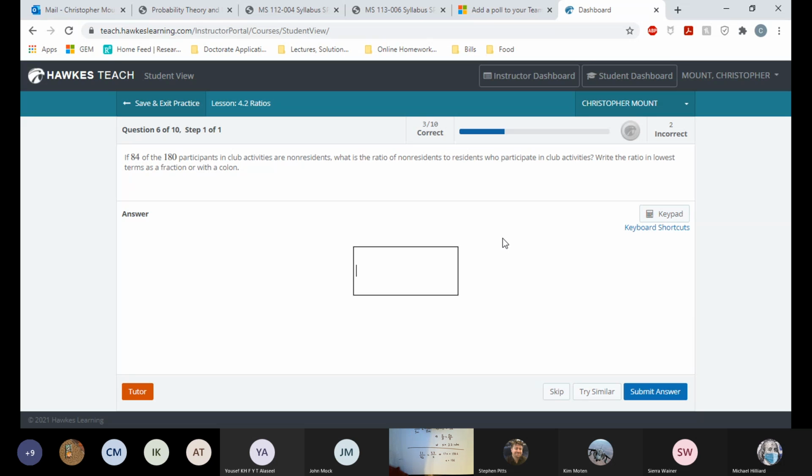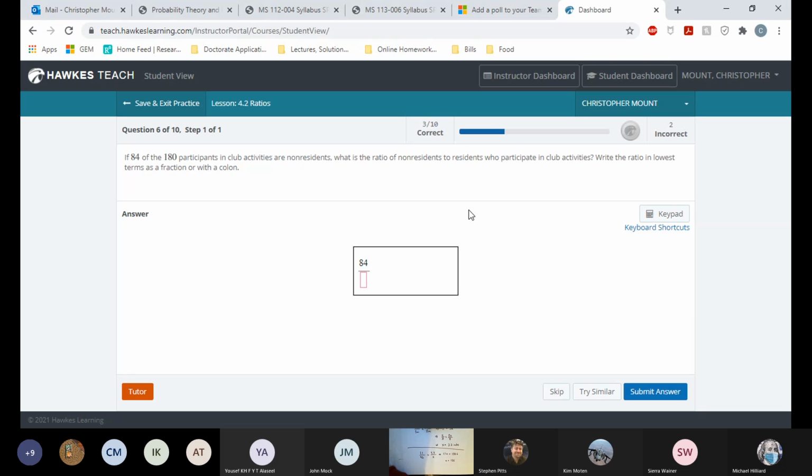Okay, so they want a ratio where the top should be non-residents, 84, right, to residents. But how many residents are there? I know there are 180 total people, and I know how many non-residents there are. So what I'm going to do is subtract 180 minus 84 to find out that there are 96 people who are residents.